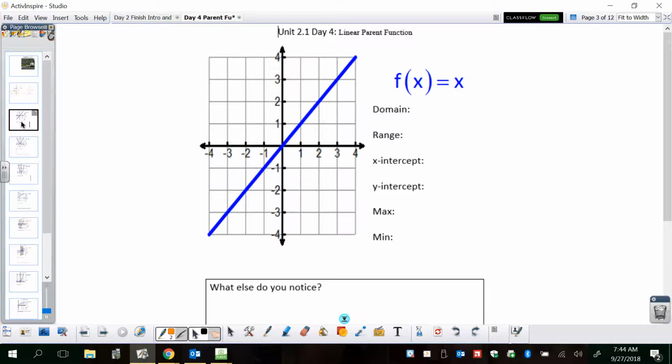Okay, so we are starting parent functions. We are going to be working with these parent functions for quite a while, pretty much the rest of the school year. So you do need to understand the parent functions.